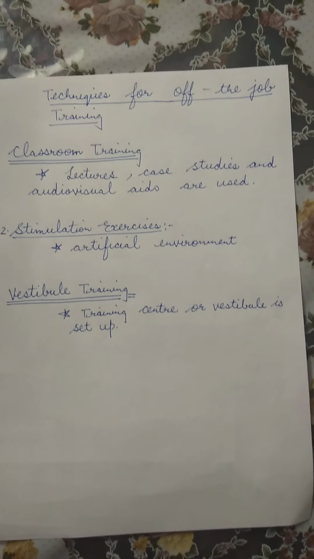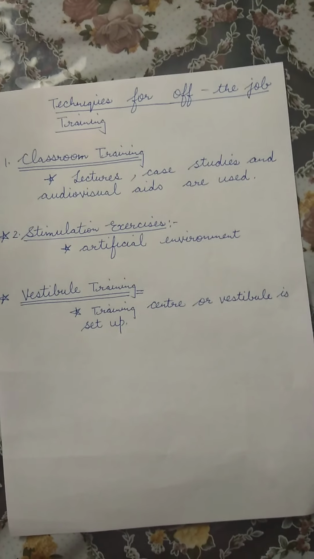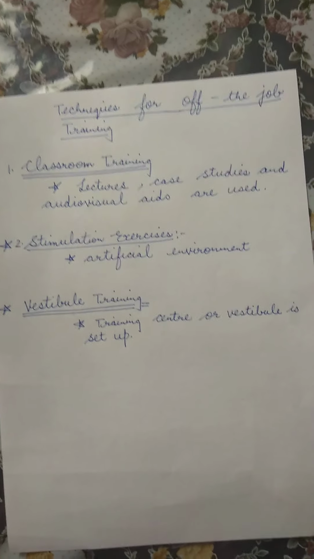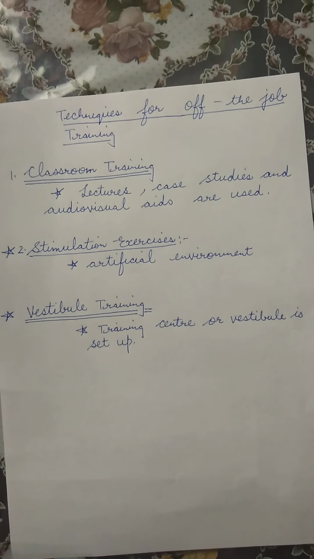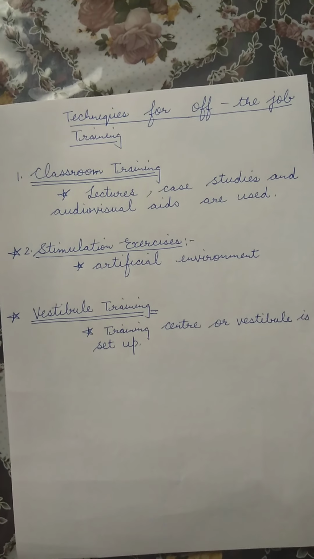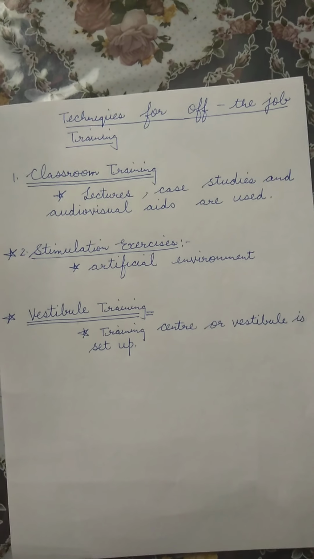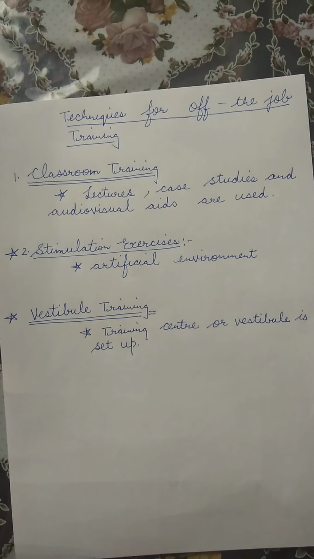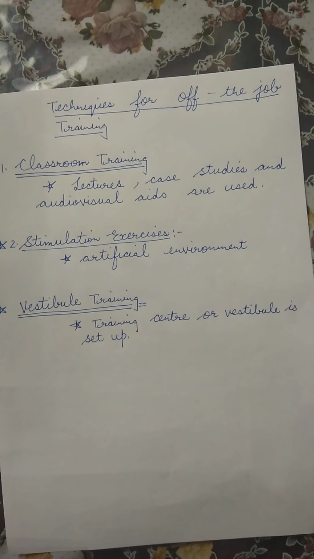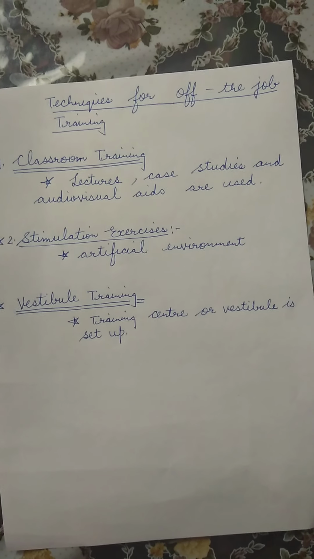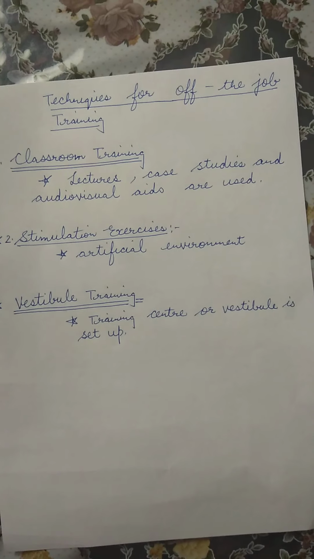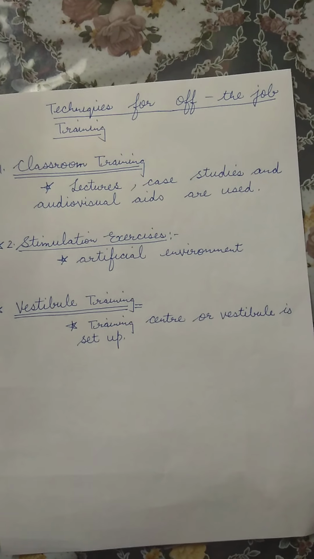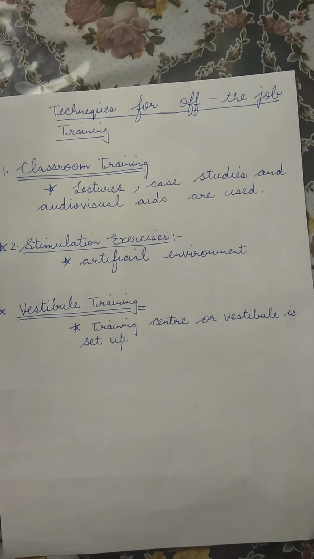So children, today we have talked about the different techniques which are used under the different methods of training, that is on the job training and off the job training. Both types of methods are used hand in hand, that is both types of training methods are used simultaneously. We cannot say that only on the job training is enough or off the job training is enough for an organization. In different situations, different types of techniques and methods have to be used to train the people.